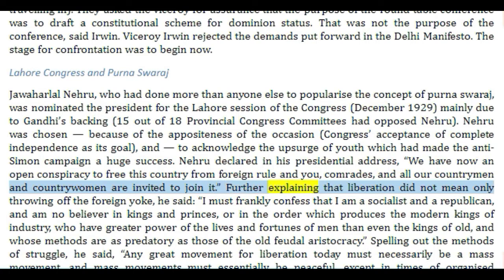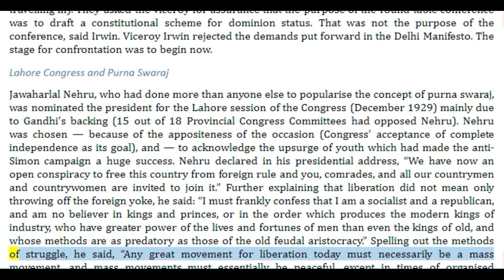Further explaining that liberation did not mean only throwing off the foreign yoke, he said, "I must frankly confess that I am a socialist and a republican, and am no believer in kings and princes, or in the order which produces the modern kings of industry, who have greater power over the lives and fortunes of men than even the kings of old, and whose methods are as predatory as those of the old feudal aristocracy."